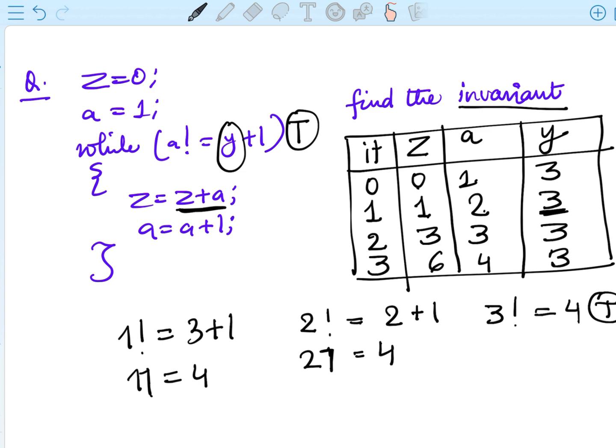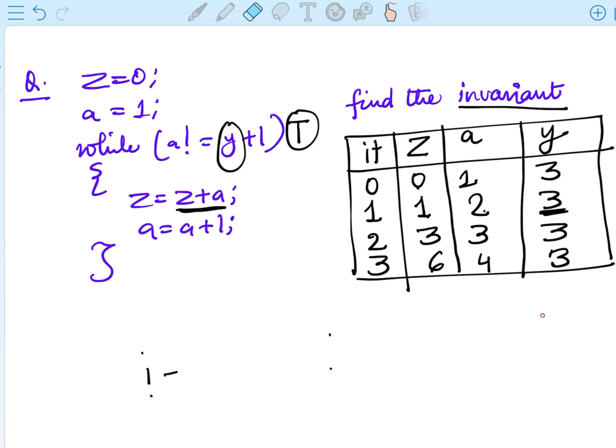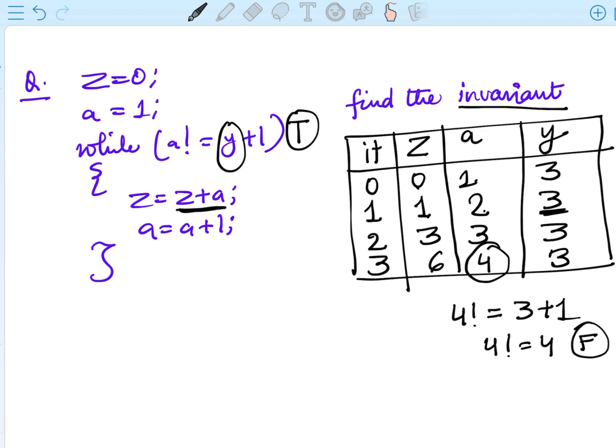Okay. Now very important. Very, very important. Now this loop will stop because now a becomes 4. And when it checks this, a will check 4 is not equal to 3 plus 1. Sorry, 3 because y is 3. 3 plus 1, which is 4. 4 not equal to 4 is false. The loop stops and will not move forward. Right? This is what we have done to understand how the program will work in this case.